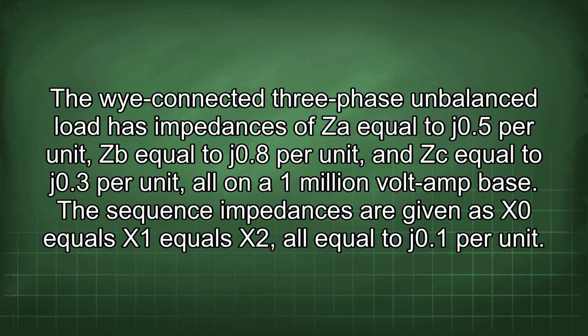The Y-connected three-phase unbalanced load has impedances of ZA equal to j0.5 per unit, ZB equal to j0.8 per unit, and ZC equal to j0.3 per unit, all on a 1 MVA base. The sequence impedances are given as X0 equals X1 equals X2, all equal to j0.1 per unit.